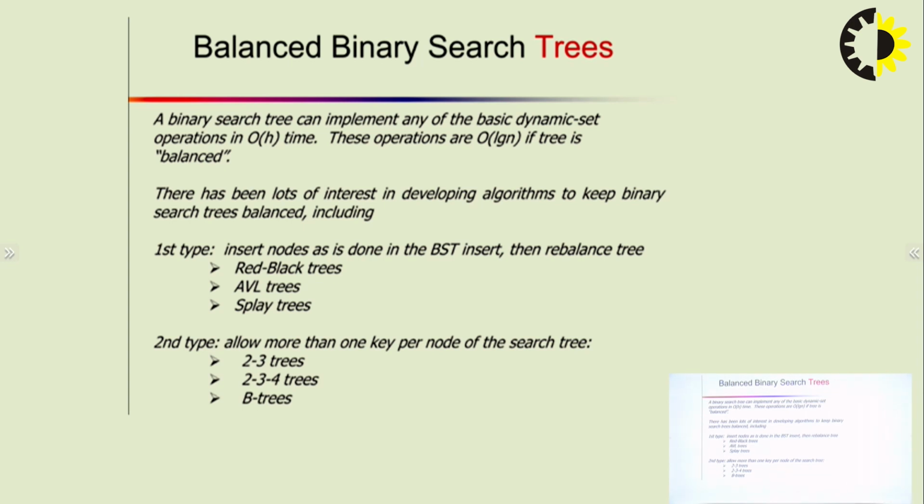A binary search tree can implement any of the basic dynamic set operations, which take order of n time. These operations are order of log n if the tree is balanced. Now, there has been a lot of interest in developing algorithms to keep the binary search tree balanced, including the red black tree, AVL tree, splay tree, and many more.